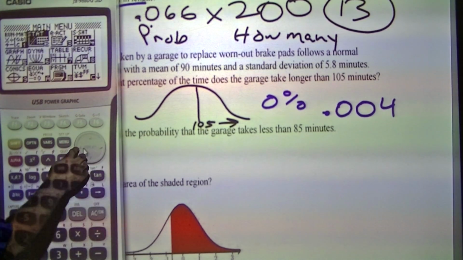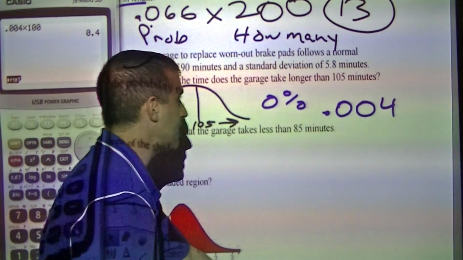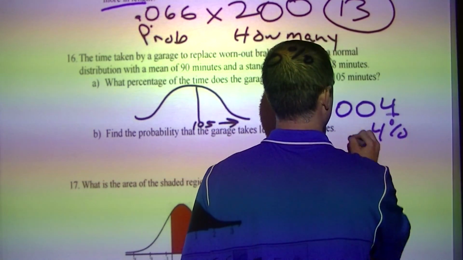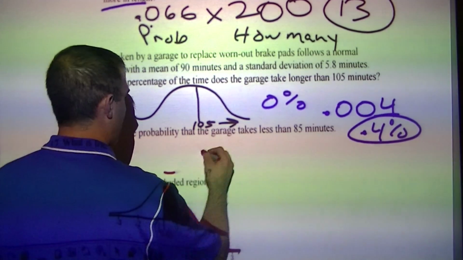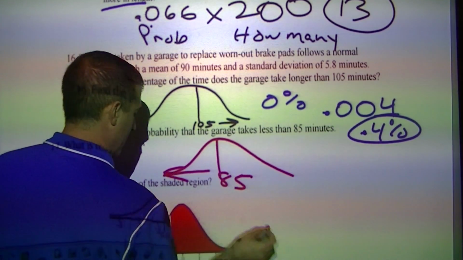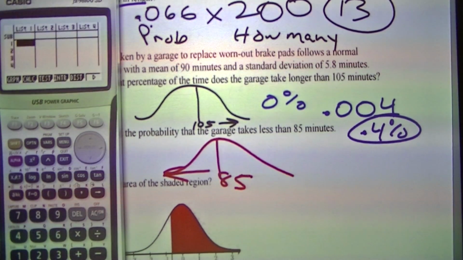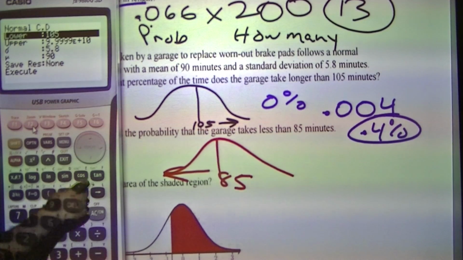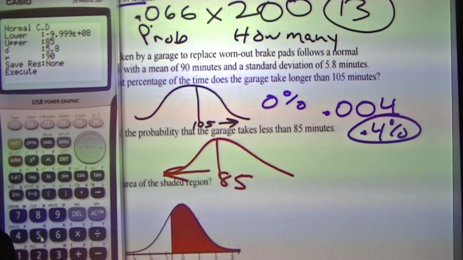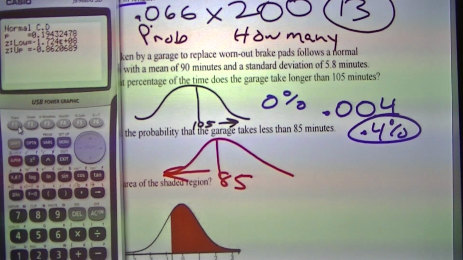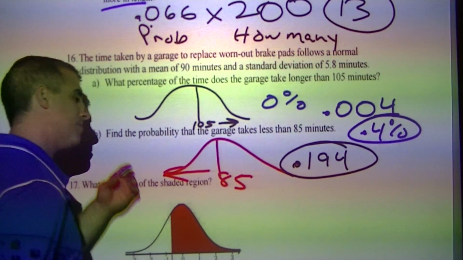Now, to figure out the percentage, 0.004 times 100 is about 0.4%. That's a very small number. It's basically about 0. What is the probability it'll take less than 85 minutes? Once again, 85 would be all the way this way. So what we want is a very, very small number. When I go back into stat, I want normal. I want my lower one to be like negative 999. I want that bigger one to be 85. I'm going to go down and calc. So that's 0.194. 0.194 would be that probability, so understand that difference.